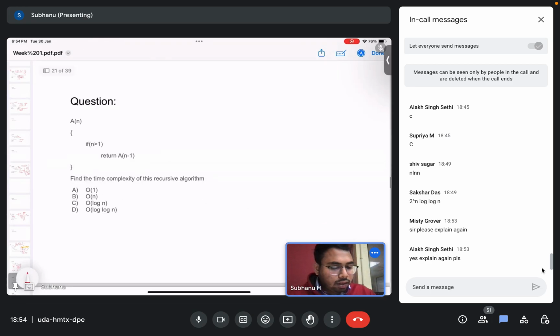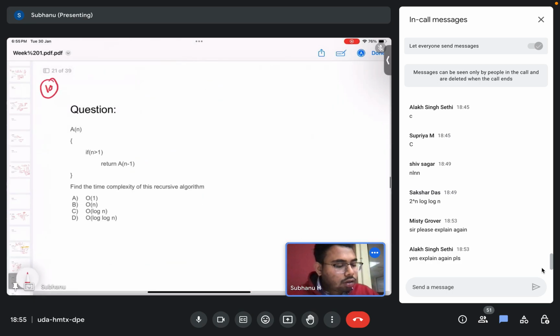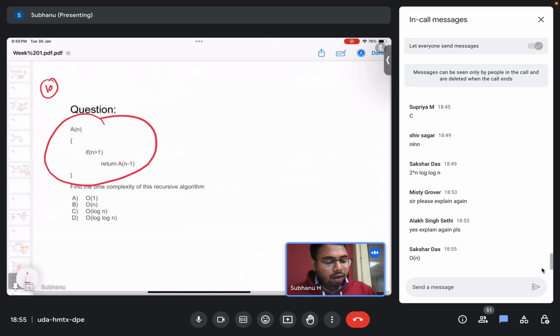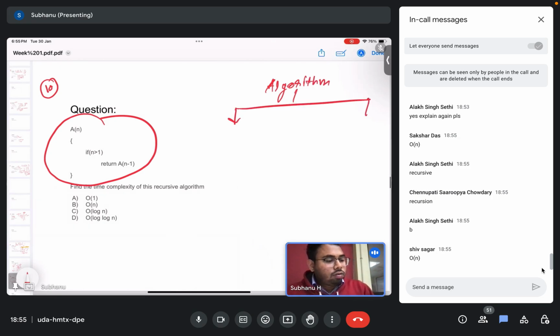So this is the next question. Do you know what type of algorithm this is? We have two types of algorithm basically. This is a recursive algorithm, tail recursion. For one we have iterative, and one we have recursive algorithm.